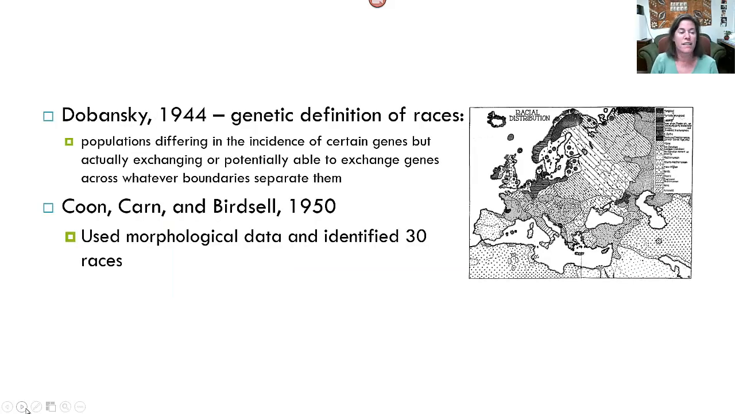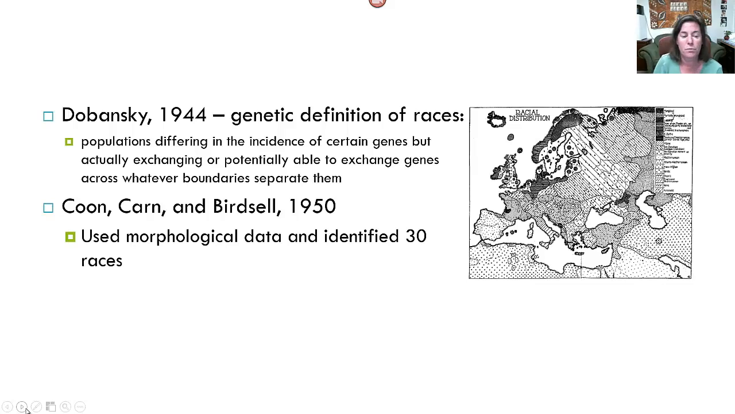As early as 1944, Dobzhansky, a population geneticist, provided one of the first genetic definitions of races. He defined races as populations differing in the incidence of certain genes, but actually exchanging or potentially able to exchange genes across whatever boundaries separate them.